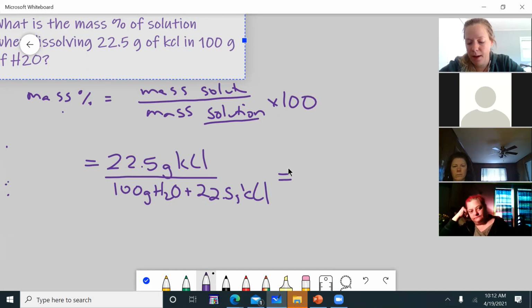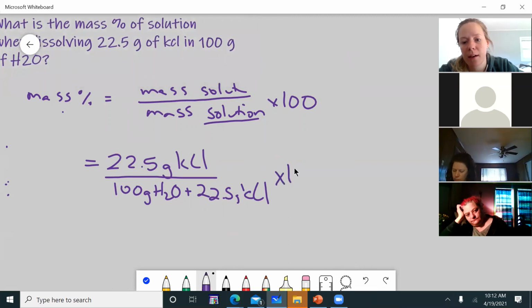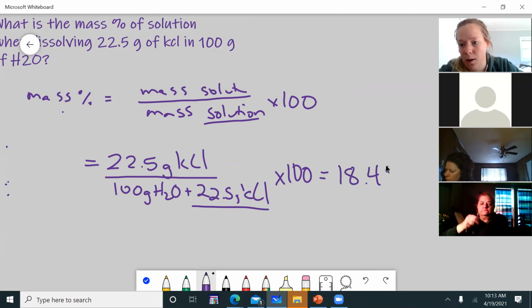So 22.5 divided by 122.5. And that does make a difference, because if we had just taken the solute divided by the solvent, that would have been 22.5%. Oh, I'm sorry, I always do that, right? Writing that multiplied by 100. But we need to add the solute to it. So we should get 18.4%.